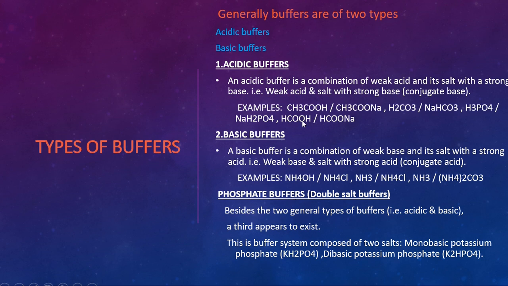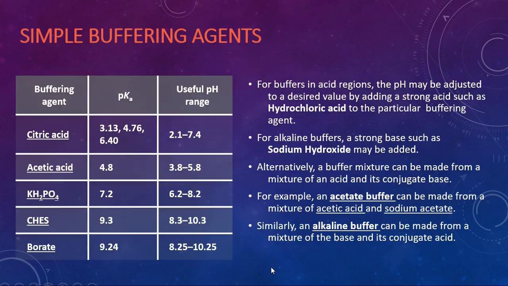Okay, so this is all about the types of buffers. We have two types majorly, acidic buffers and basic buffers. In general, we also prepare the third type, the phosphate buffer. Then here are some buffering agents. In general we use a citric acid buffer, then an acetic acid buffer, then a potassium dihydrogen phosphate buffer, and CHES.